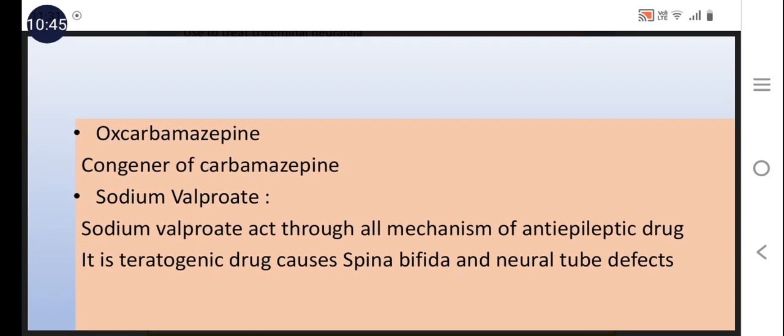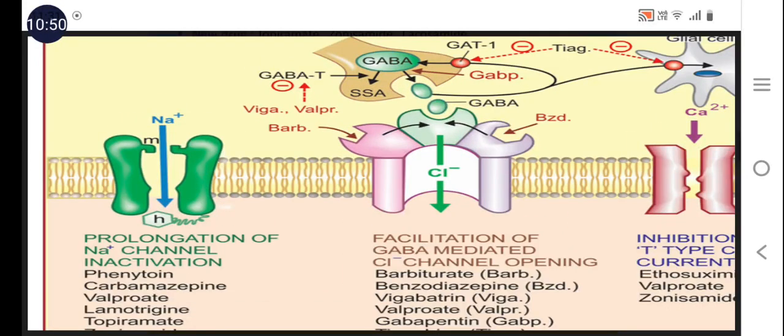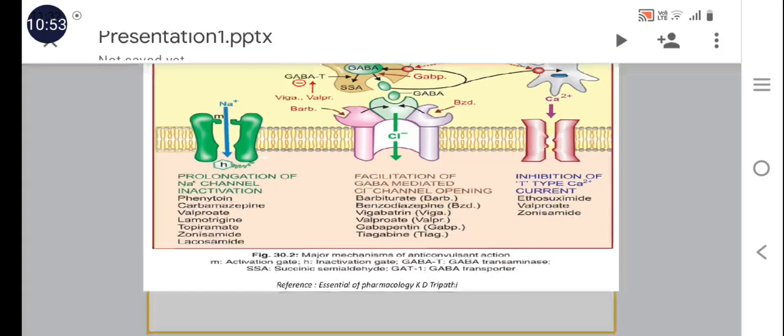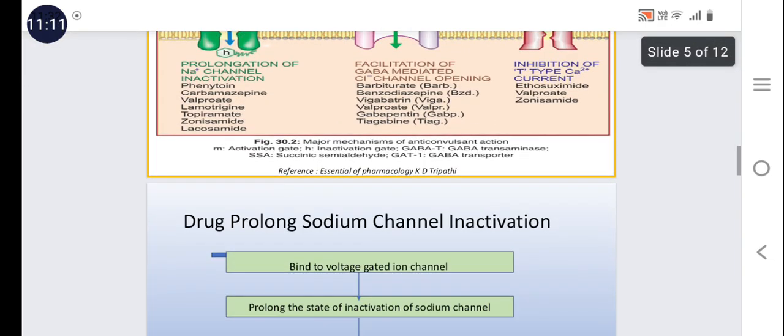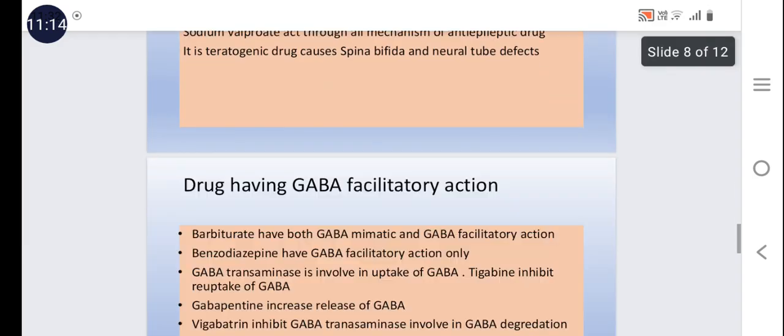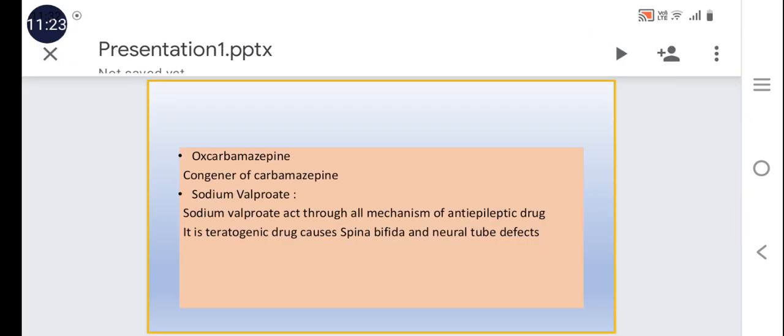As you can see in the diagram, the name of the sodium valproate is mentioned in all of the three mechanisms. Means sodium valproate is a drug that acts by all three mechanisms. It can prolong the sodium channel inactivation, it can act as a GABA facilitatory, and it can inhibit the T type calcium channel. This is one of the specialities of this drug, sodium valproate. But this drug is also a teratogenic drug. It causes spina bifida or neural tube defects in children.